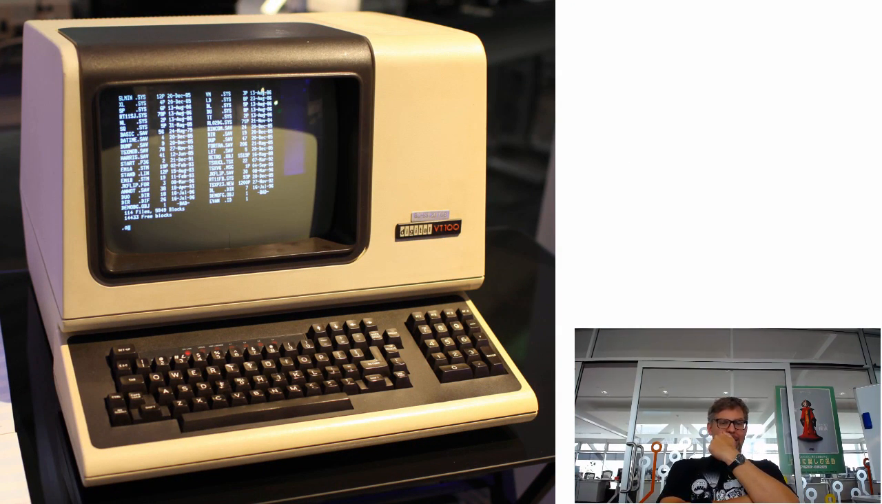Now, 1978. This is a VT100. The interesting thing about this one, and you probably did not know this, is that this is not actually a computer. This was just a terminal. This was the terminal to a computer, which is stored in a different place. So the idea of having a powerful server and then dumb clients is an old one.